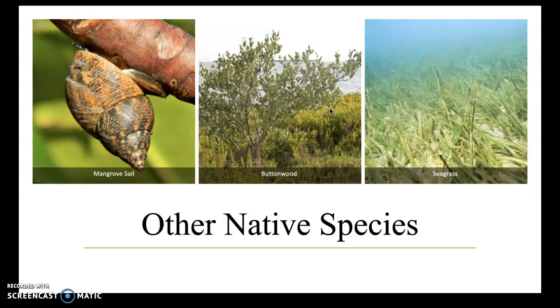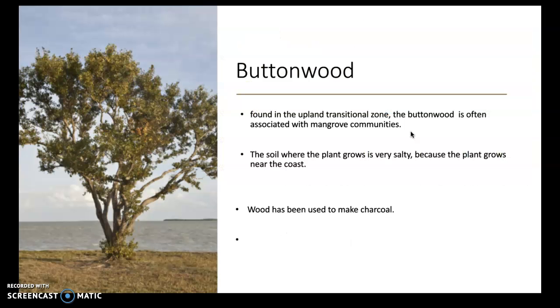Alright, so now we're going to talk about other native species that the mangrove creates a habitat for. There are three. We're going to discuss the mangrove snail, the buttonwood tree, and seagrass. The buttonwood is typically found in the upland transitional zone. It is often associated with mangrove communities because it grows in the same areas that mangroves do. The soil where the plant grows is very salty because the plant grows near the coast. Wood from buttonwoods has often been used to make charcoal in the past.